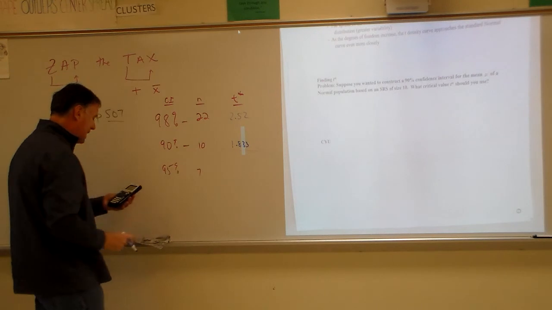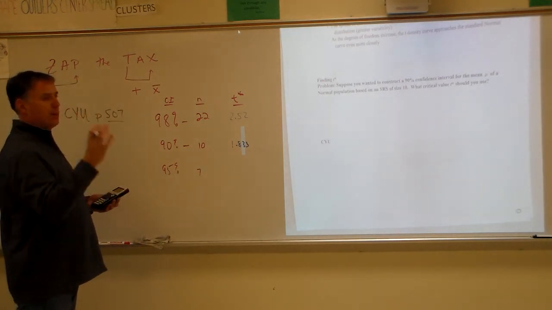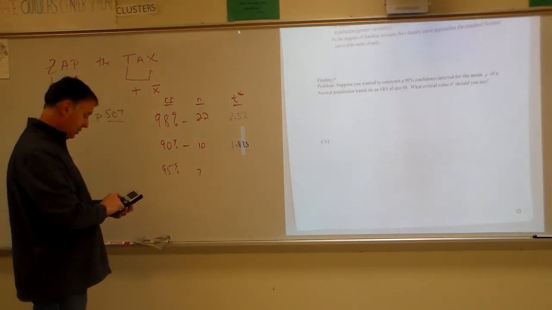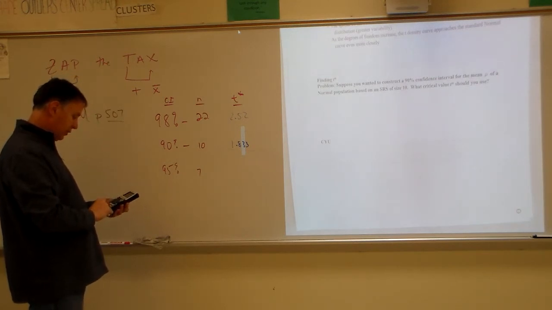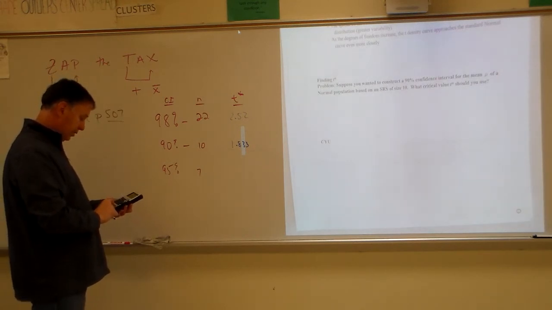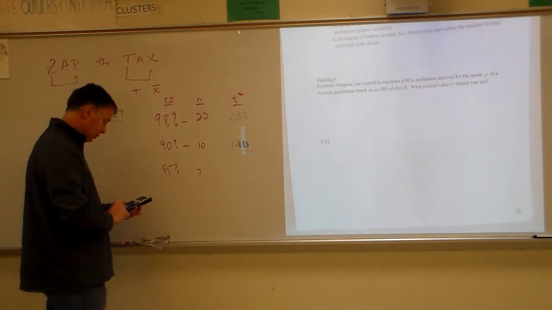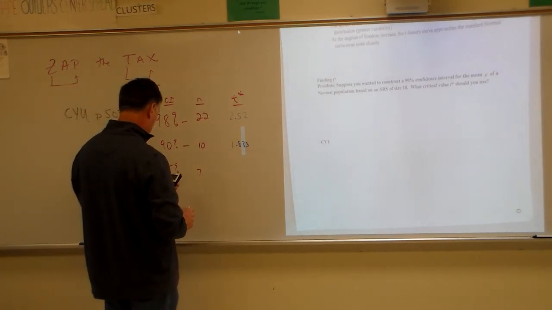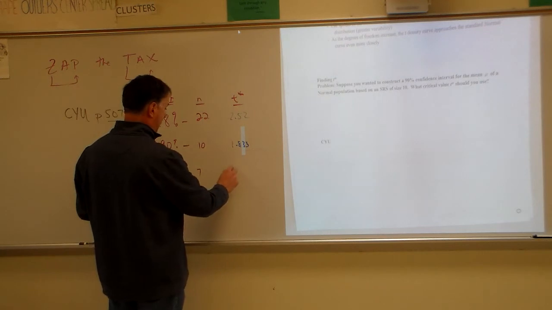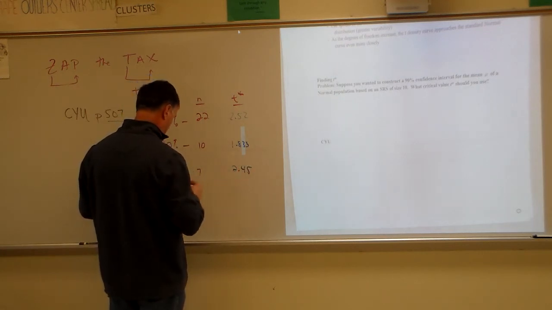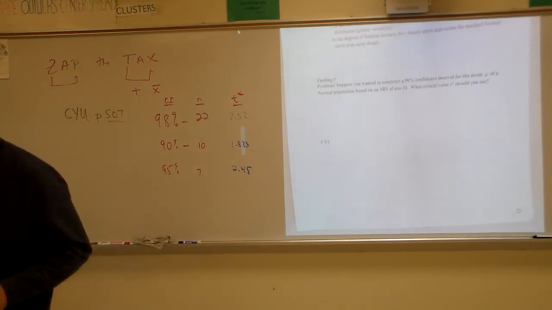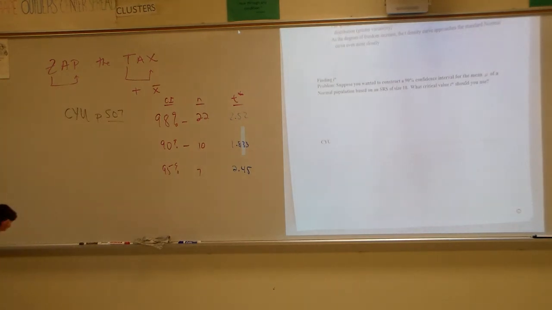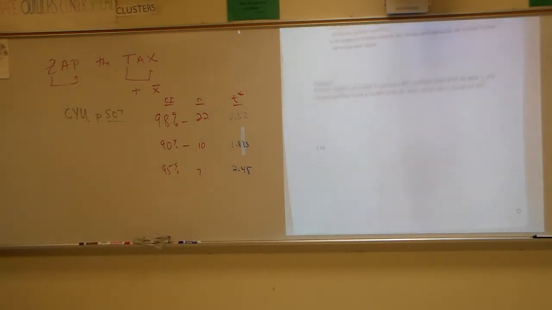And then this one's at 95%, so that means we have 2.5% in the tails. Second DISTR, invT, 0.025, degrees of freedom 6. I get 2.45. And those are my three critical t's.